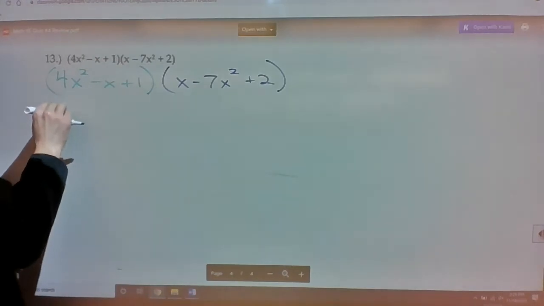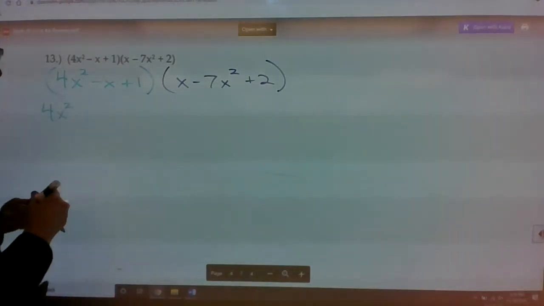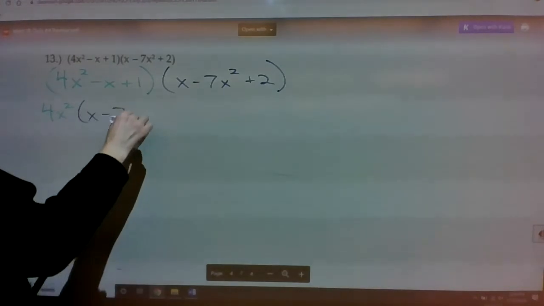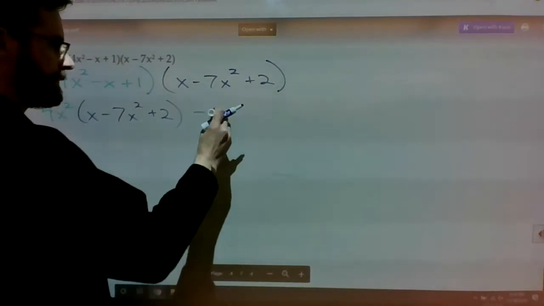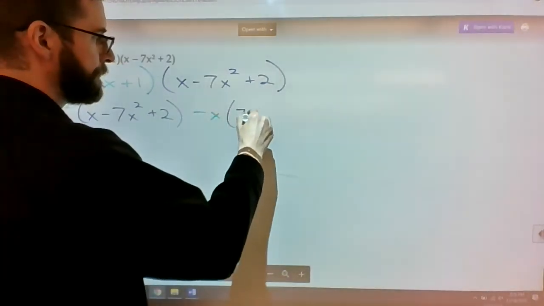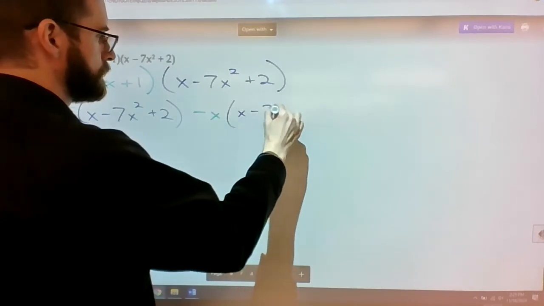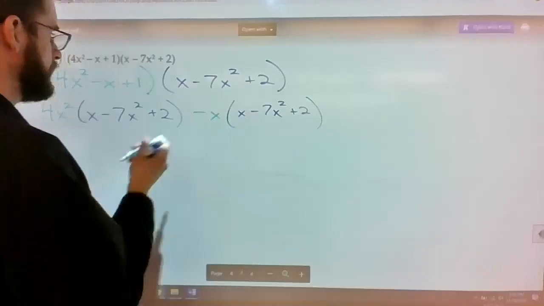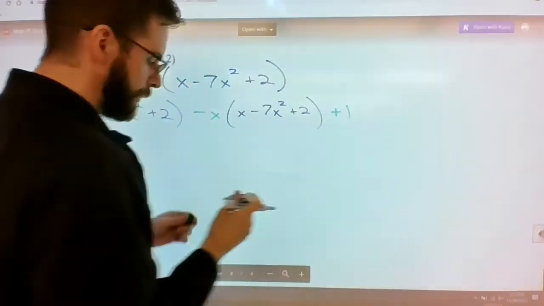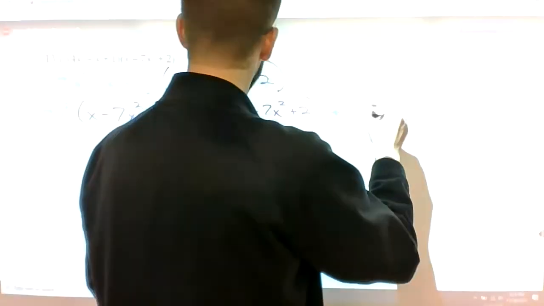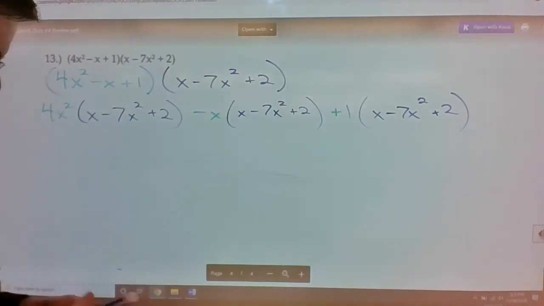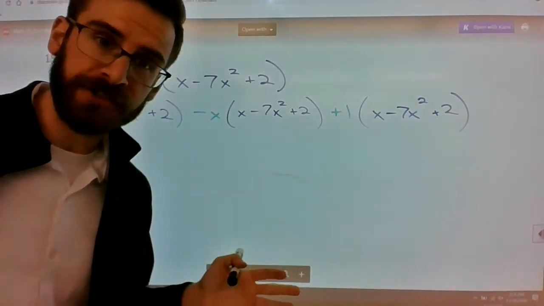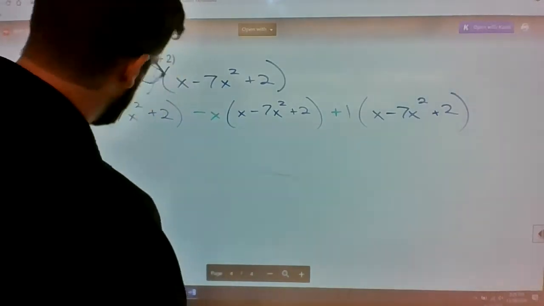So the green 4x squared, everybody in purple. The green minus x times everybody in purple. And then the green positive 1 is going to be multiplied by everybody in purple as well. So it's a distributive property bonanza. Now it's just a matter of organizing yourself so you don't get lost in a sea of letters and numbers.